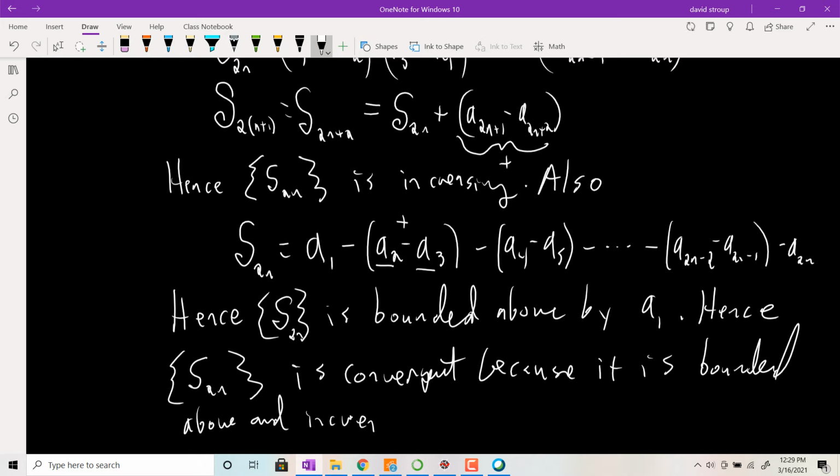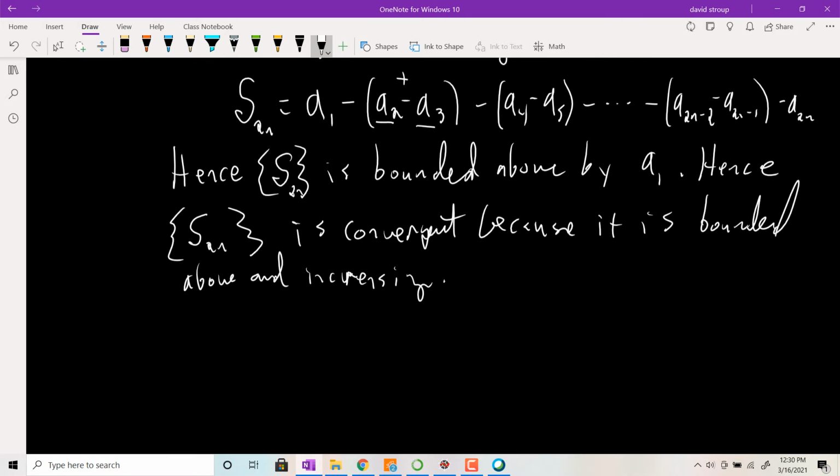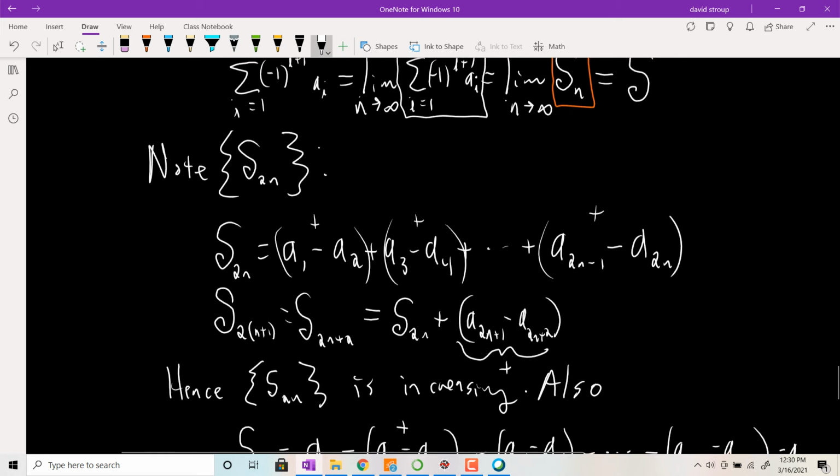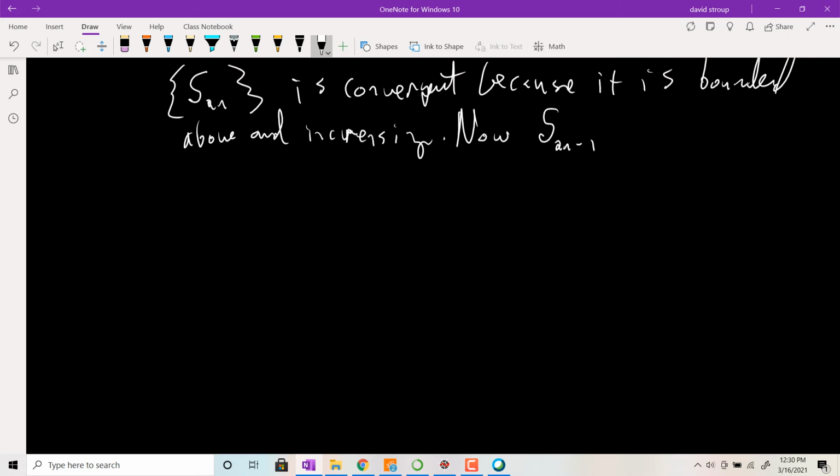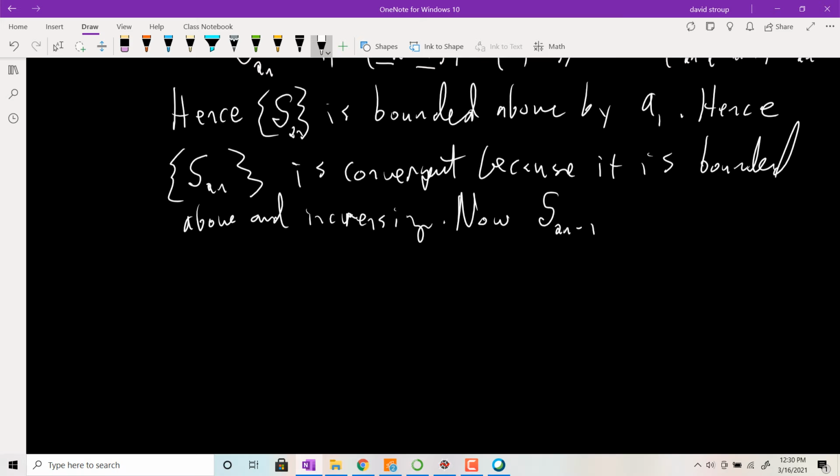Okay, so anyways, we have that fact. So what? Well, now consider s sub 2n minus 1. s sub 2n is like a sequence of even terms, and s sub 2n minus 1 is a sequence of odd terms. If we can show that the sequences s sub 2n and s sub 2n minus 1 both converge to the same thing, we could say then that the sequence s sub n converges to that, whatever that thing is.